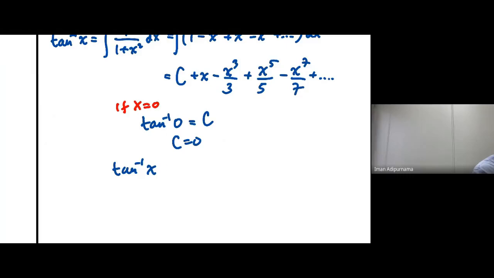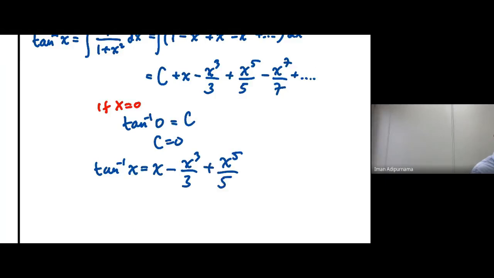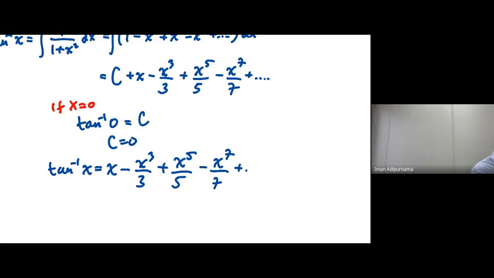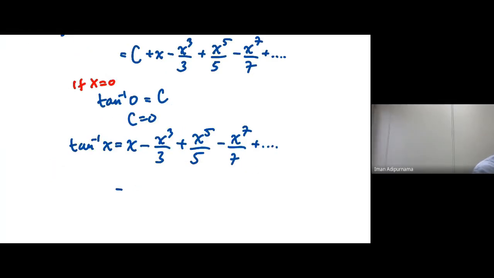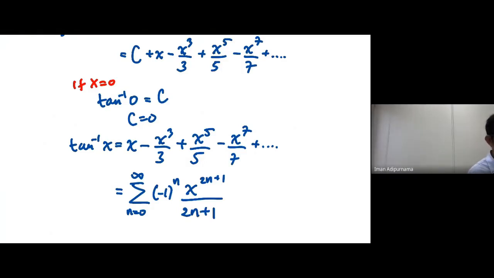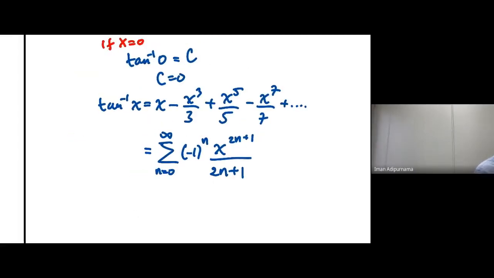So tangent inverse x is x minus x³/3 plus x^5/5. Or we can conclude the sum. Okay. You can write 2n + 1 also in terms of the odd number, right? And the R is also 1, right?